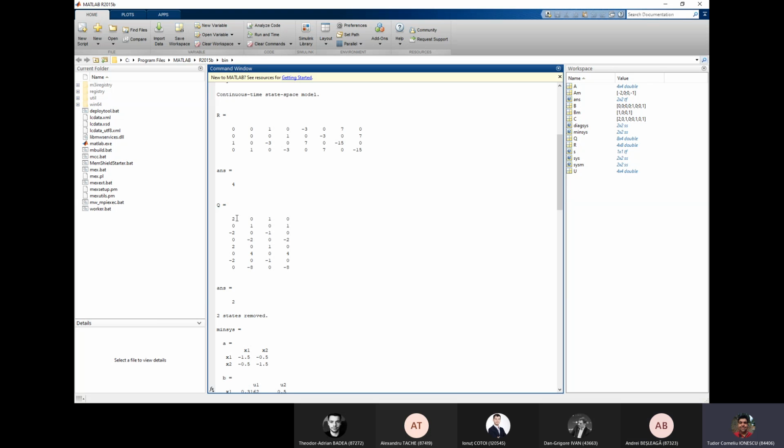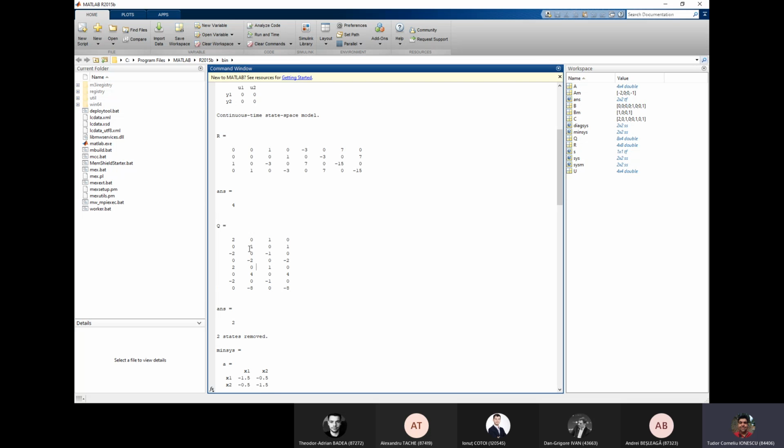And if you look at this minor in this corner, 2, 0, 0, 1, this minor is non-zero. Hence, indeed, the rank of the observability matrix is 2. So that means that the unobservable space has dimension 2, and the observable space has dimension 2. 2 plus 2 equals 4. Okay? So the question is now how to determine the dimension of the minimal realization.